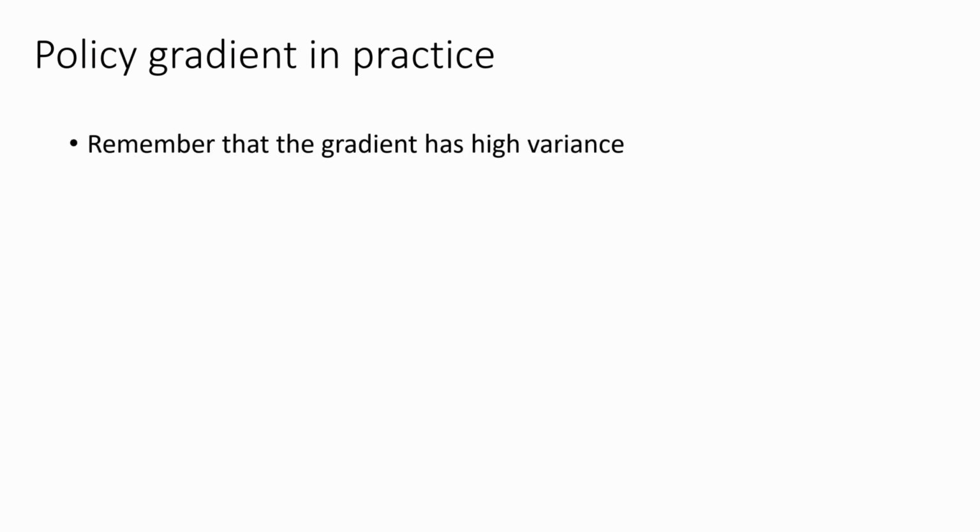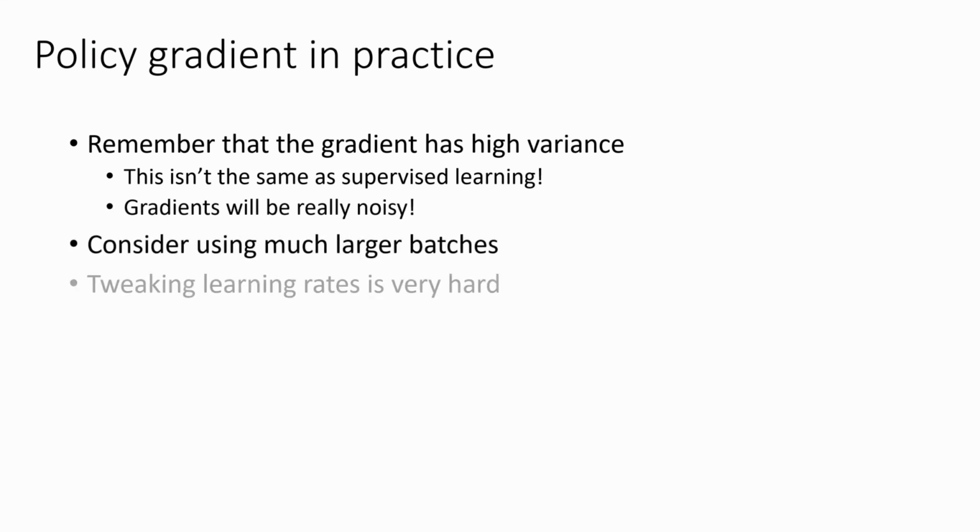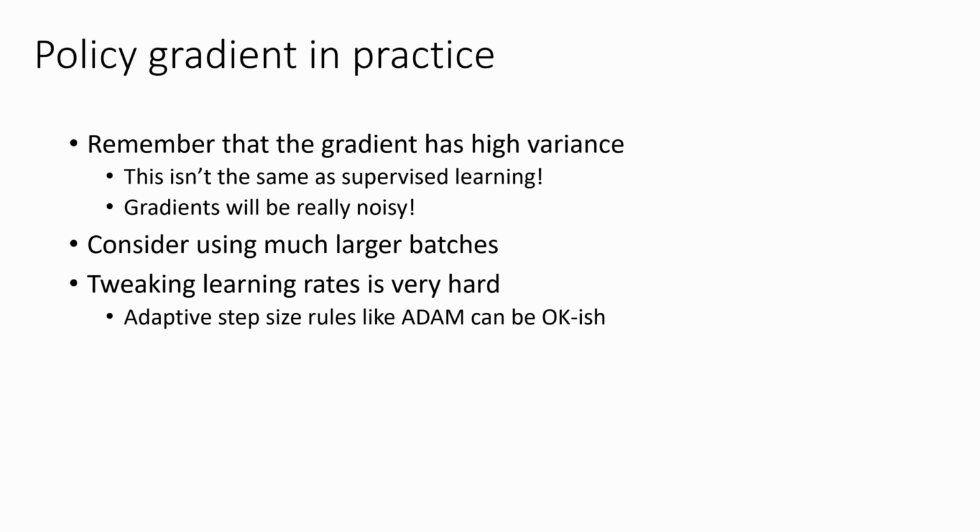Okay, so I think I'm pretty much out of time. So let me briefly summarize a few high-level points for using policy gradient in practice. Remember that the policy gradient has high variance. It's not the same as supervised learning. It might look like supervised learning when you code up that pseudo loss, but it's not the same. Typically, when you do policy gradient, your gradients will be noisier than you're used to. So you should use larger batches. You might consider spending a little bit more time adjusting your learning rates. Adaptive step size rules like Adam can be kind of okay-ish, but they're not going to be quite as perfect as you're used to from supervised learning.